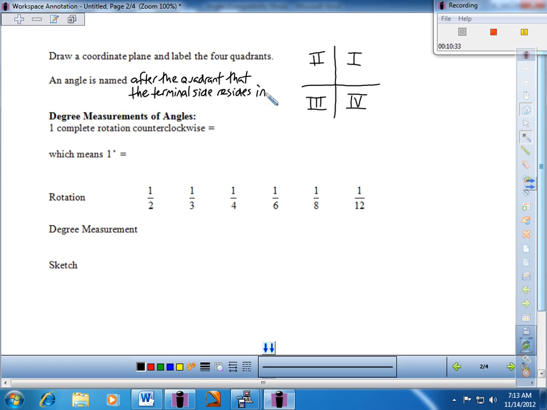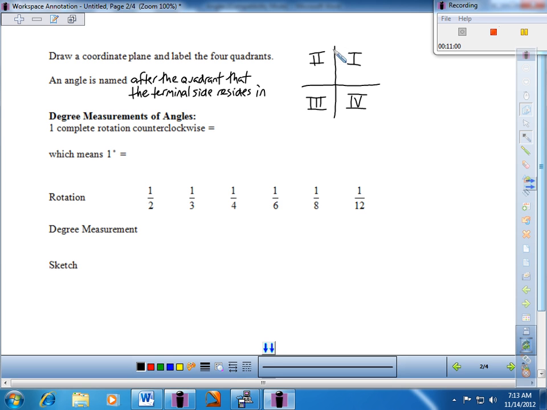So you're going to hear me talk a lot about quadrant 2 angles, quadrant 3 angles, quadrant 4 angles, whatever the case may be. And what that means very simply is that is the quadrant that the terminal side is in, either quadrants 1, 2, 3, or 4. If it is on an axis, and students ask this all the time, but if the terminal side is on an axis, which is definitely possible, it has a different type of name, which we'll get to in due time.